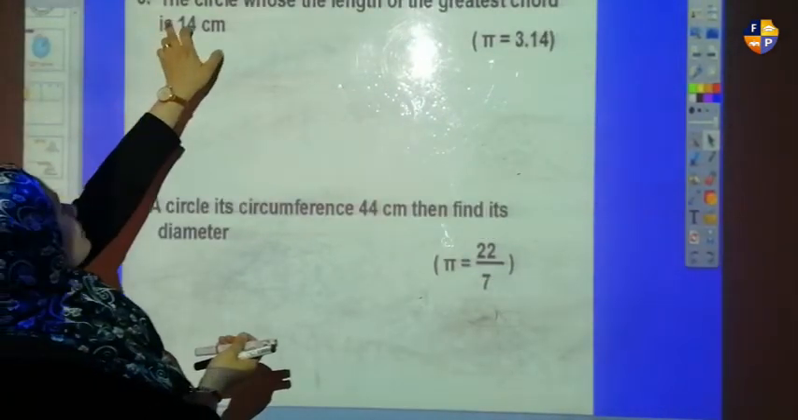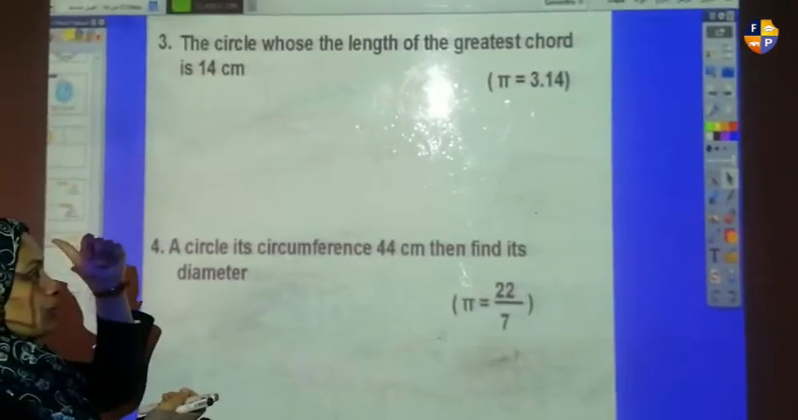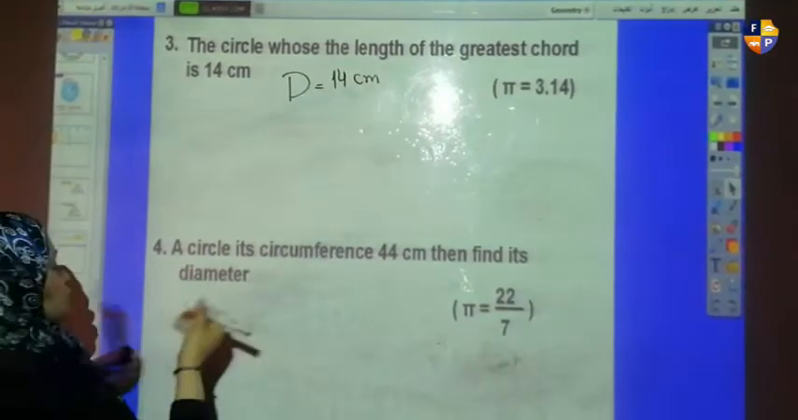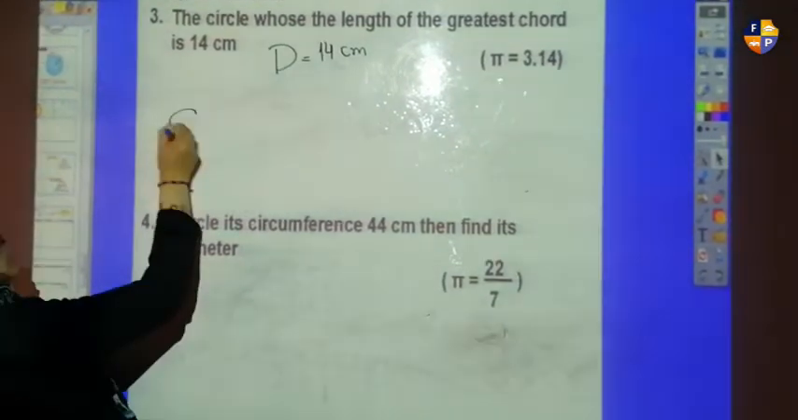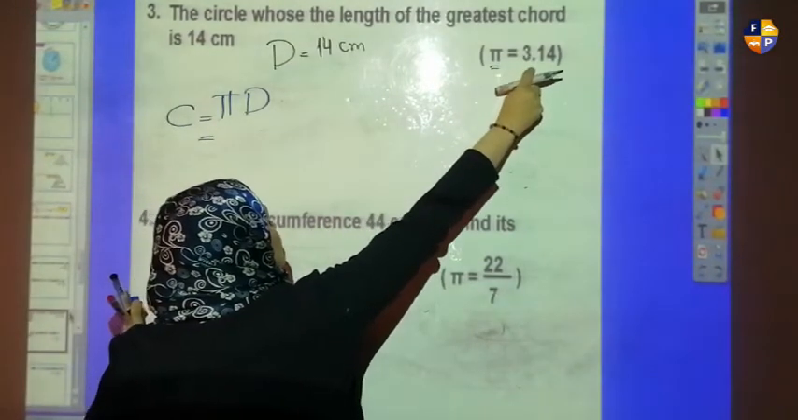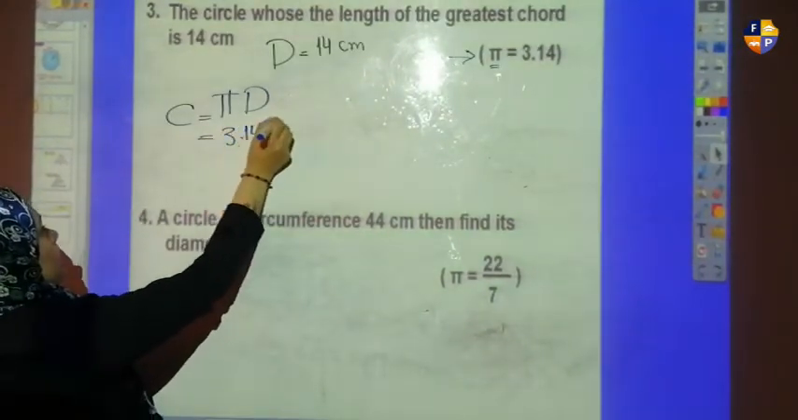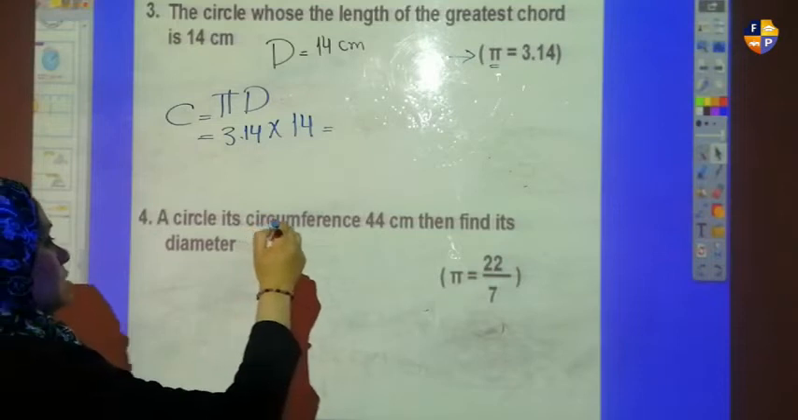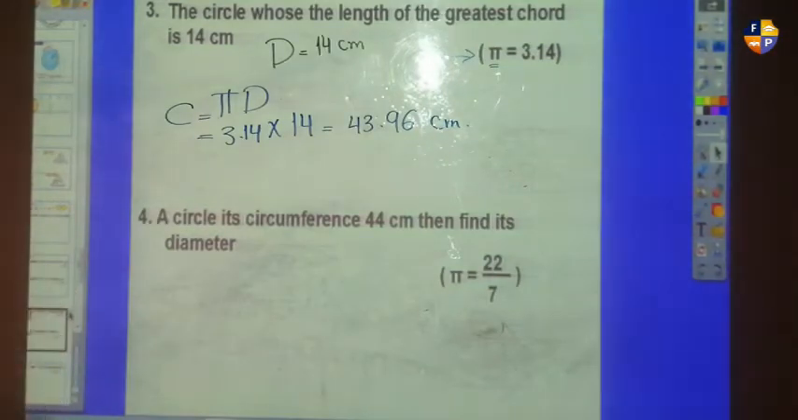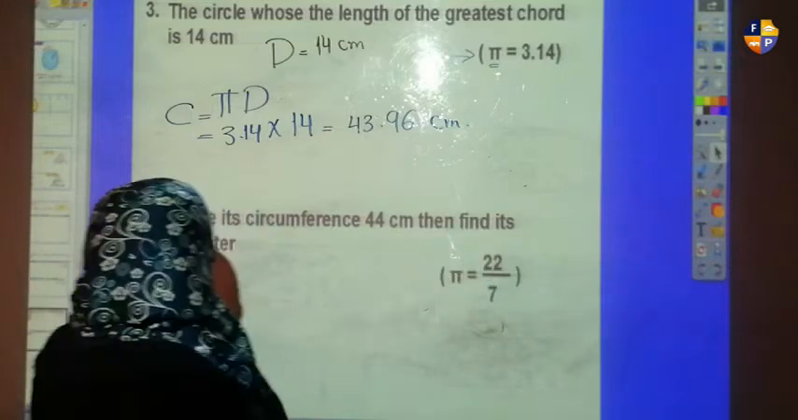And example number 3: the circle whose greatest chord is 14. Do you remember the greatest chord? Yes, it is the diameter. So he gave me that the diameter equals 14 centimeters, and he wanted me to get the circumference. So the circumference equals pi times d, which equals, now you have pi as 3.14, you should use this value. So 3.14 multiplied by 14 equals 43.96 centimeters.